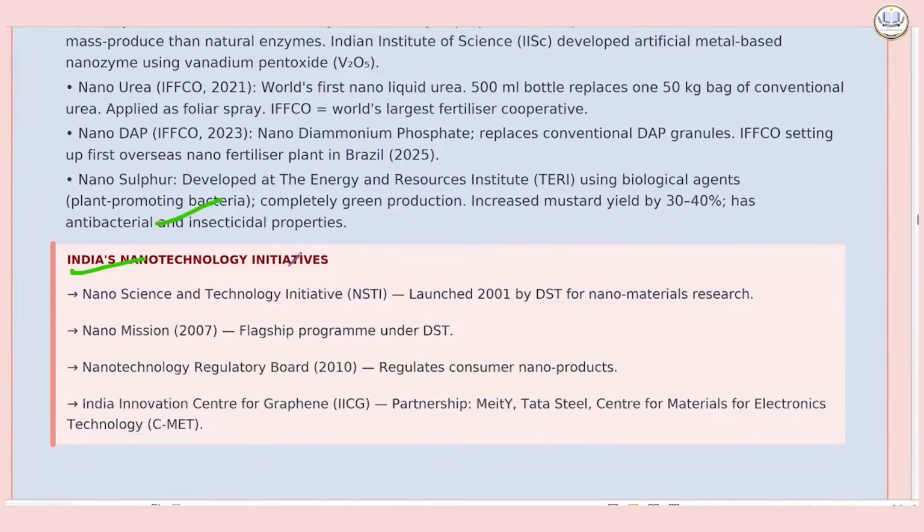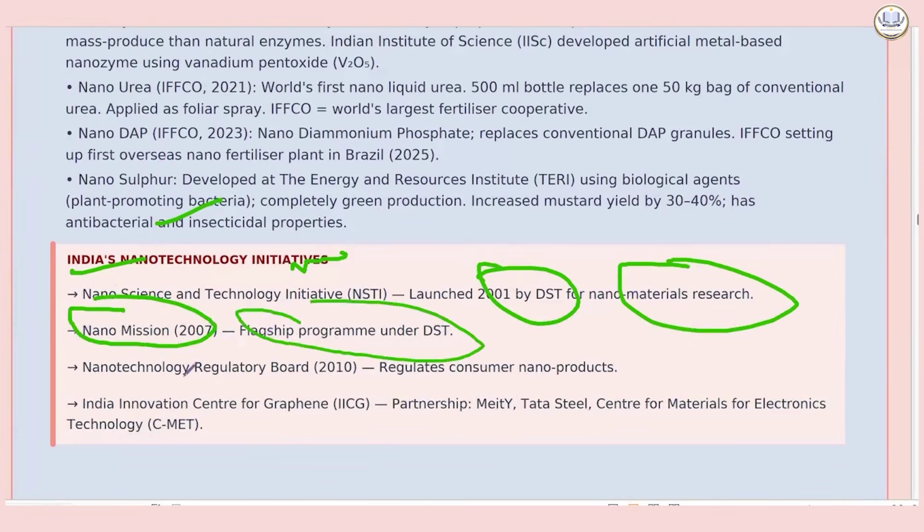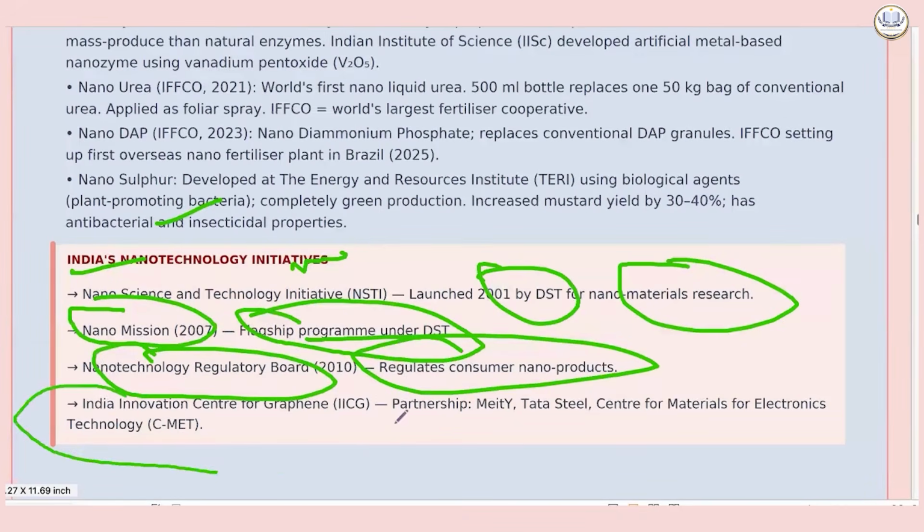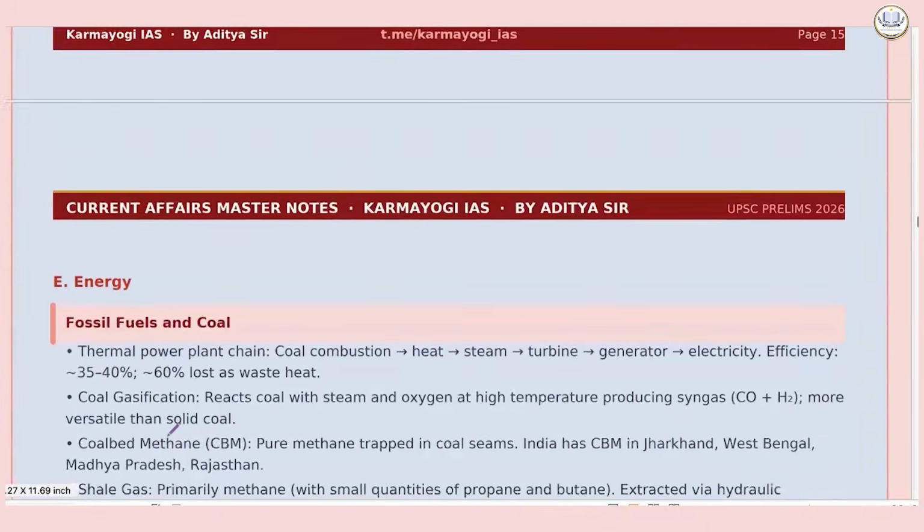Looking at India's nanotechnology initiatives, the Nano Science and Technology Initiative was launched in 2001 by DST for nanomaterial research. Nano Mission 2007 is the flagship program under DST. The Nano Technology Regulatory Board regulates consumer nano products. The Indian Innovation Center for Graphene is in partnership with the Ministry of Electronics and Information Technology and Tata Steel Center for Material for Electronics Technology. Okay.